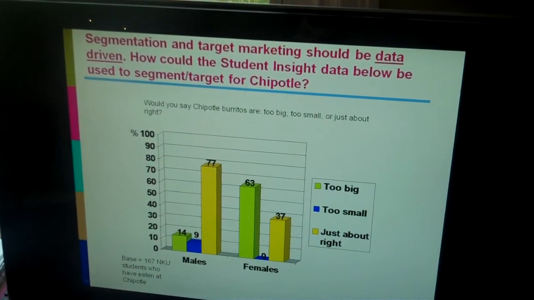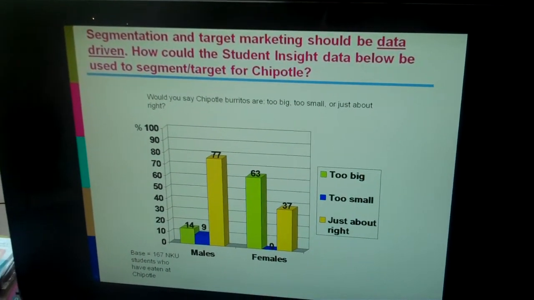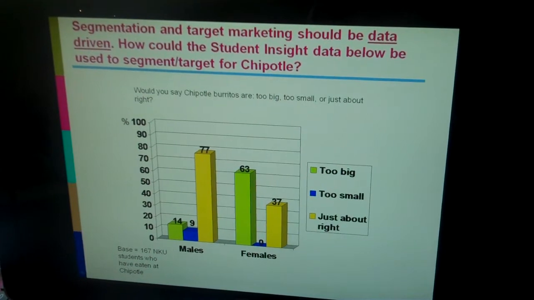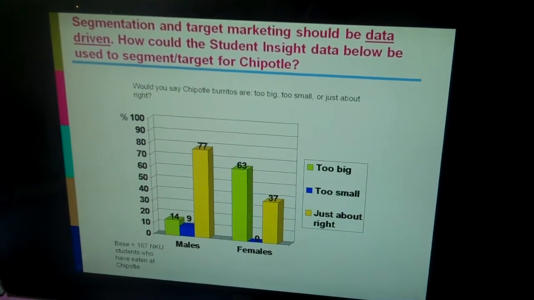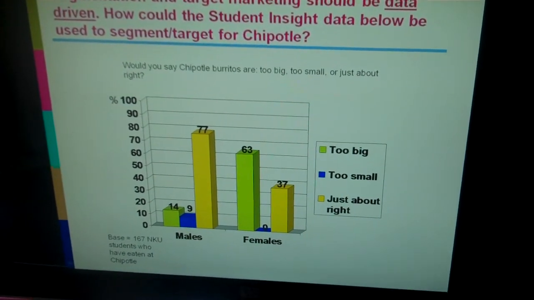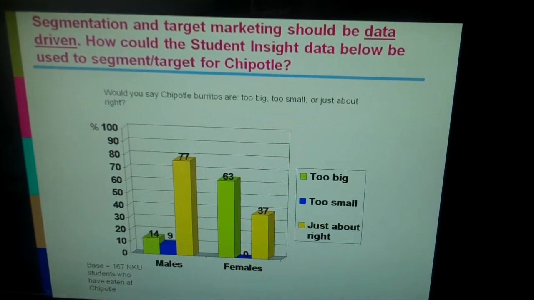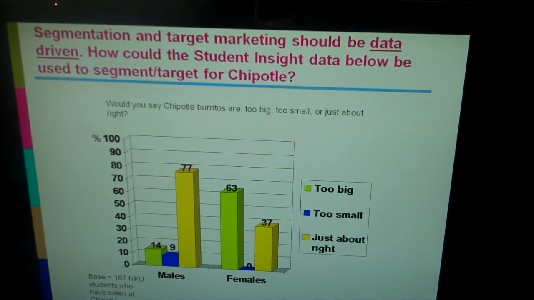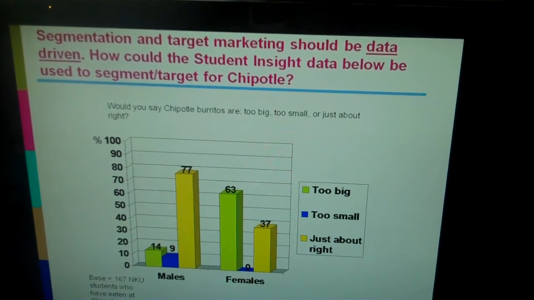This is something that we sometimes use the acronym JAR, JAR Research, just about right, because they obviously want to optimize their products to be just right for their consumers. In this case, you can see that we have a sample mixed up of males and females, and we have some really interesting differences. 77% of the males felt that the burritos were just about right, and only 37% of the females. And you can see the big contrast there is because 63% of females felt that the burritos were too big, only 14% of males felt that they were too big. And it's also interesting that just a few people felt that those burritos were too small, and those were all males. 9% of males felt that they were too small.